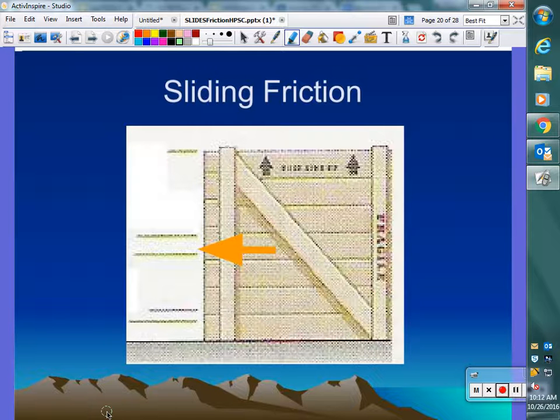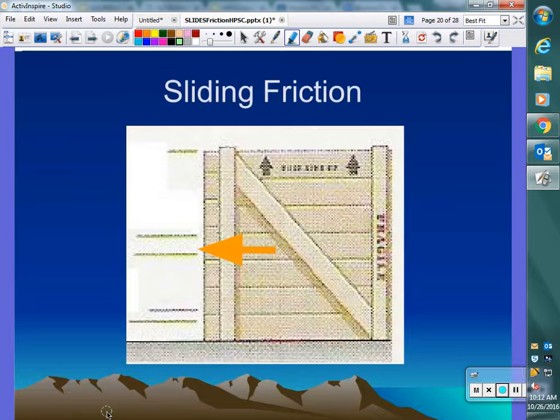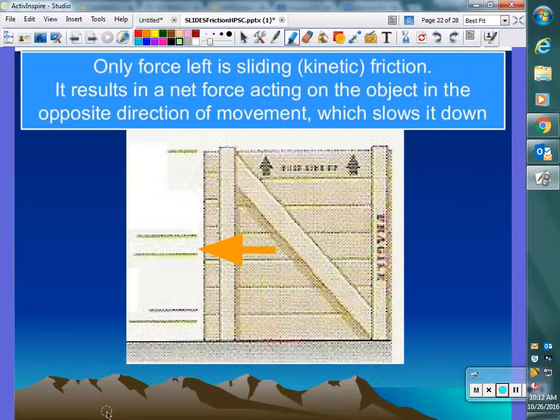Okay, so the big horsey guy that was in the picture before, he's not there anymore. So what force went away? His push, right? Pushes are contact forces. No contact means no force. So that blue one went away. The only force left on the object is the kinetic friction. So, does kinetic friction act on things as they slide across the floor? Yeah, because eventually, what happens to that object as it slides across the floor?